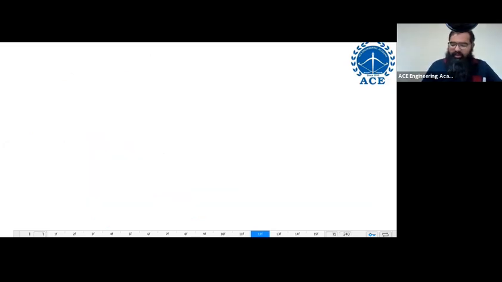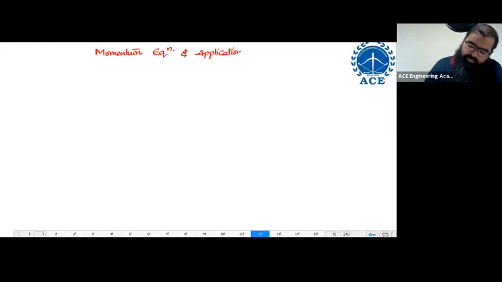Now I'm starting the next chapter. The chapter's name now is momentum equation and application. Momentum equation and application.